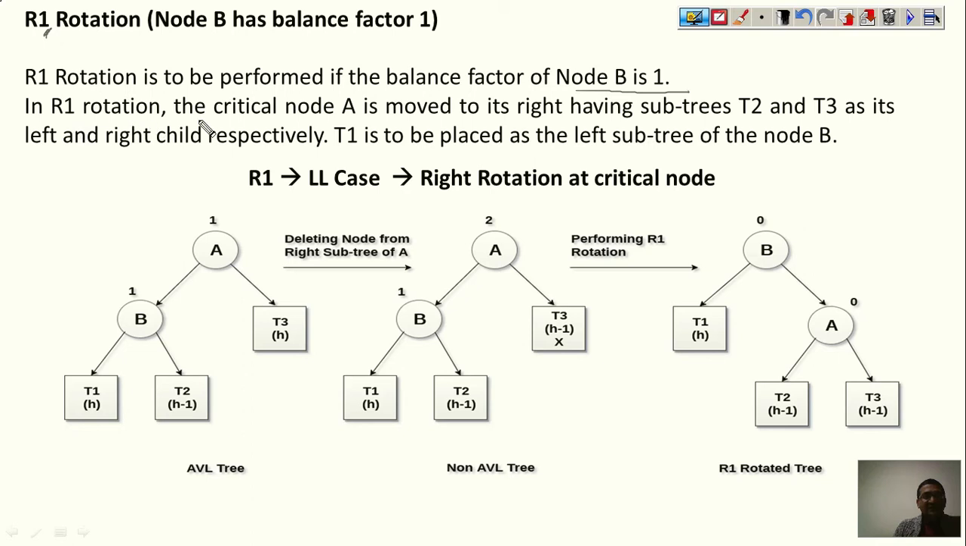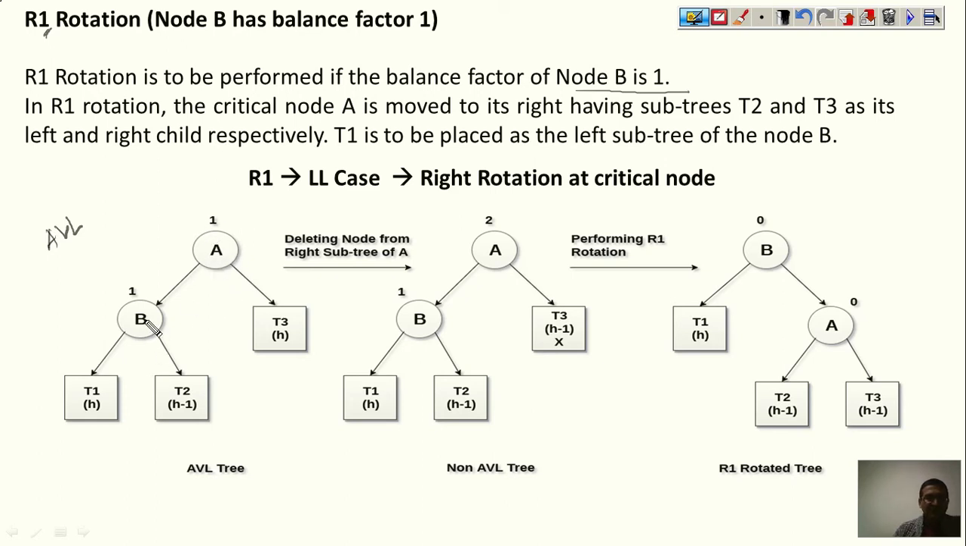In R1 rotation, the critical node A is moved to its right, having the subtrees T2 and T3 as its left and right child respectively. T1 is to be placed as the left subtree of the node B. Okay, so let us understand what is written here. This is your AVL tree, and here you can see that this is balanced.